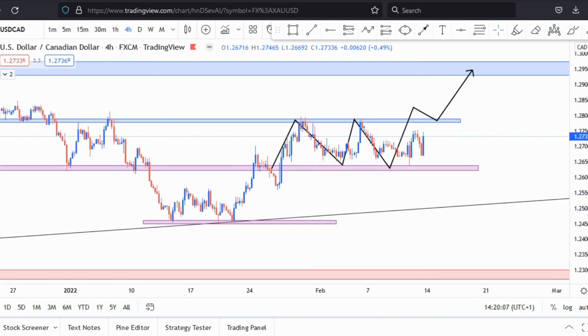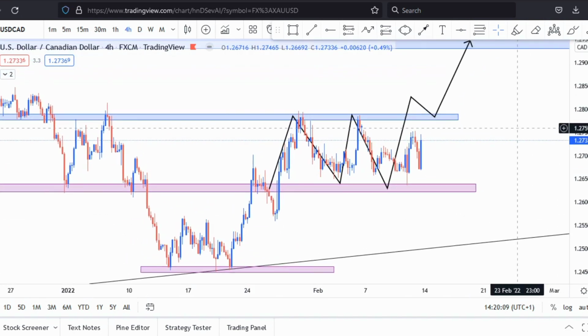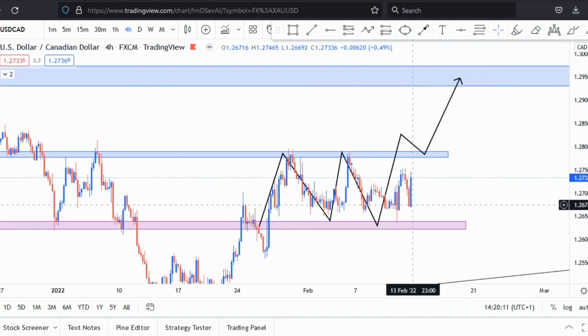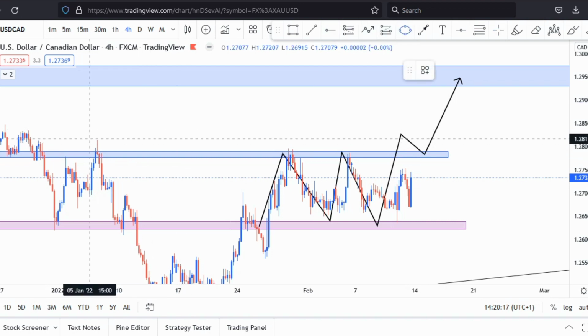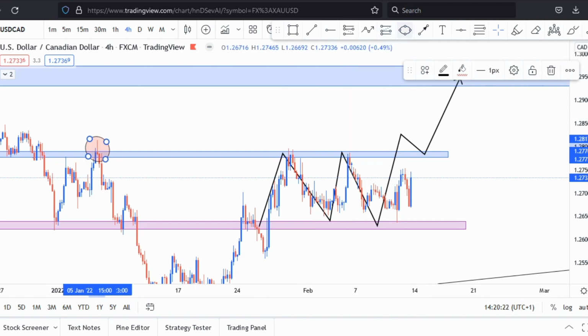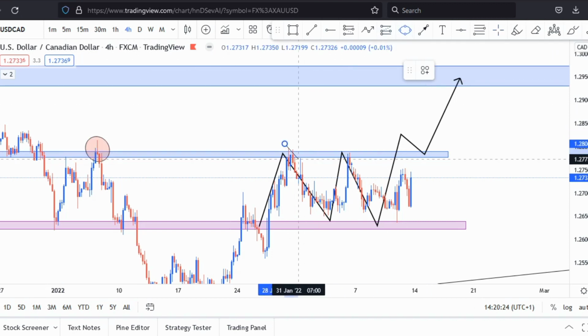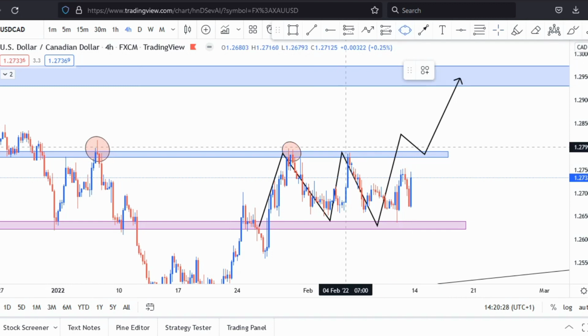And as usual, we would take our entry from the 4 hourly time frame. So when we go to the 4 hourly time frame, we can see that price now is heading back towards this resistance level, and you can see it's been tested several times here as well. So you can see one area here, and then you can see here as well, and then here as well.